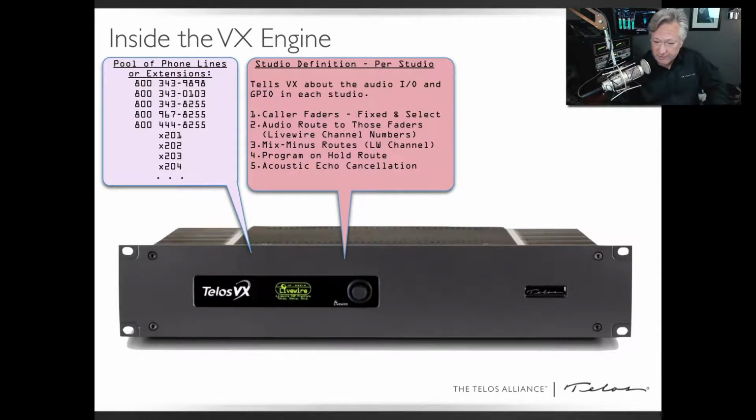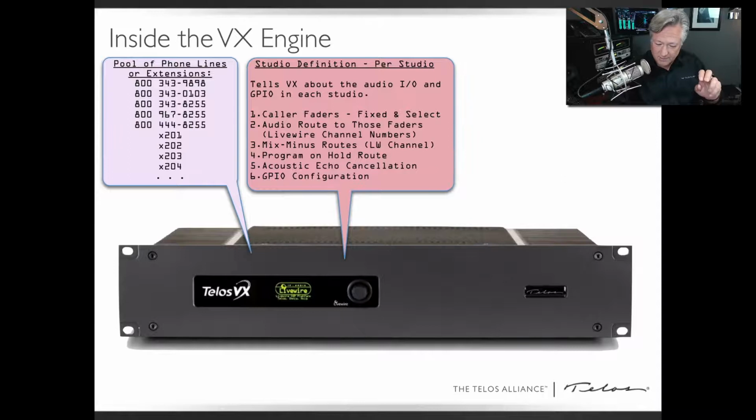If you're doing a live TV show with a studio audience, open speakers, open microphone, well, the acoustic echo cancellation built into the Telos VX can make this work really well. It gives you full duplex communication with the caller, and yet you never get echo. It's just awesome. Oh, and your GPIO configuration is there too.